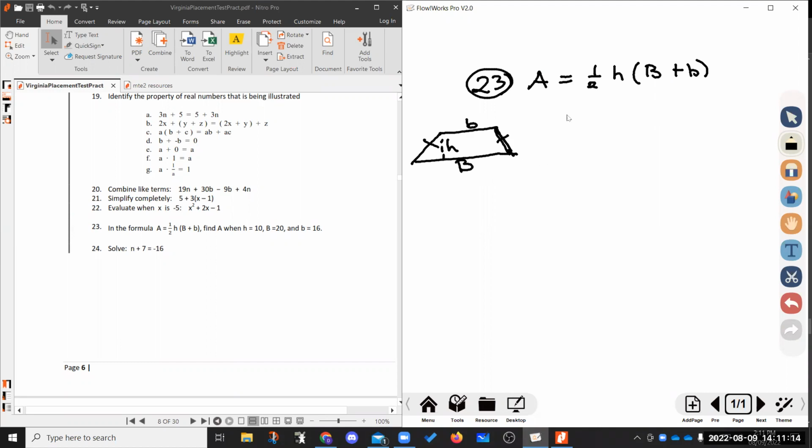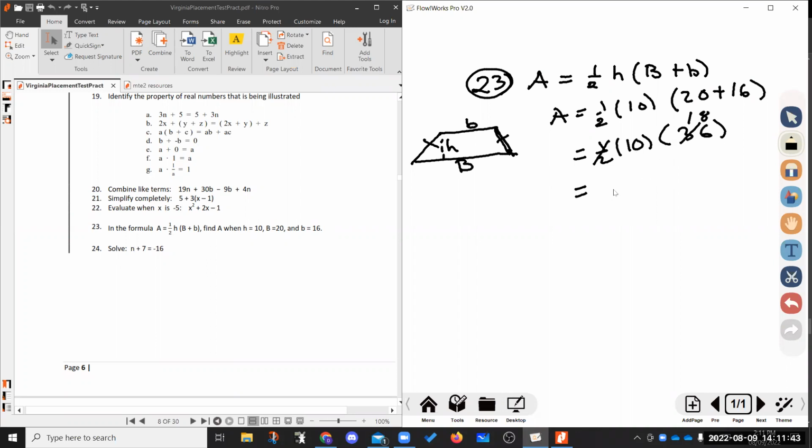So they tell us that they want us to find A when H is 10, big B is 20, little b is 16. Okay, so that's going to be 1/2 of 10 times 36. It doesn't matter which number I take half of, whichever one is even. They're both even. So let's take half of 36, which is 18, because it's really easy to multiply by 10. 18 times 10 is 180.